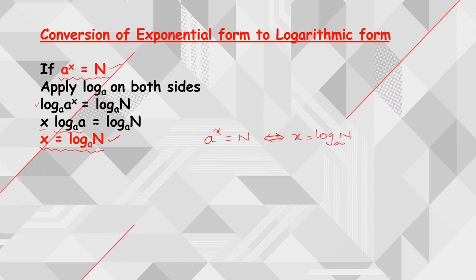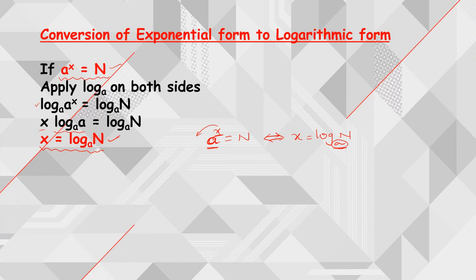Now one thing you can clearly observe is that in this exponential form a is the base, right? In logarithmic form also a is the base. So base will remain the base in any form, whether it is exponential form or logarithmic form. So base will be the same. And next, the power will jump to the front.